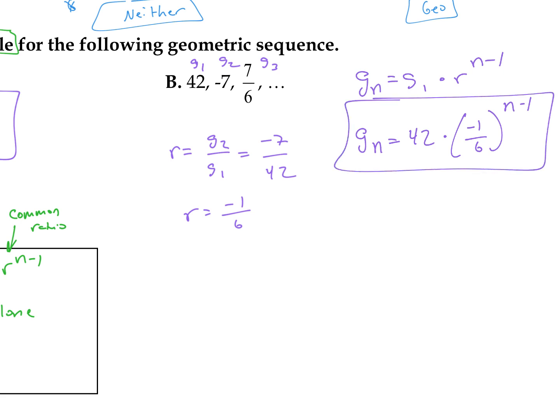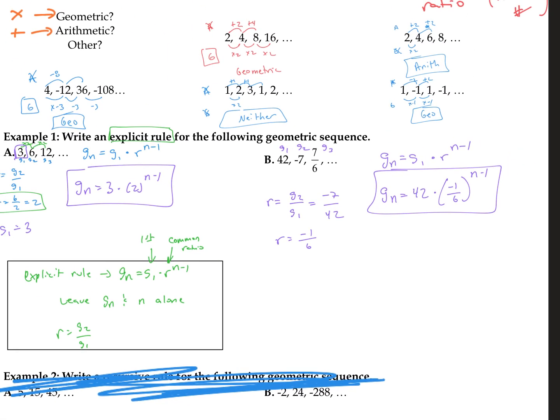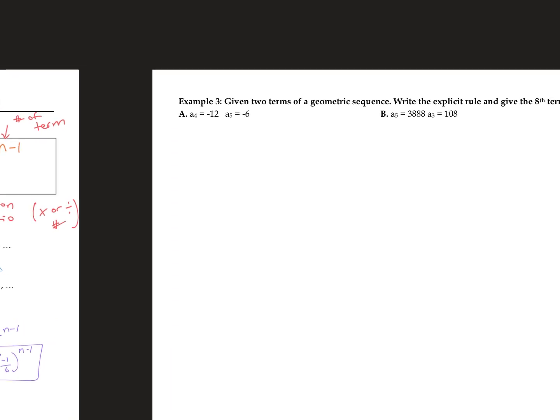So what this does is now that you have a formula, you can find any term that you want to. If I want to find the 7th term, all you got to do is plug in the number 7 for your n, and you can get the 7th term. If you want to find the 5th term, you plug in the 5 for n, and that will allow you to get your next term.